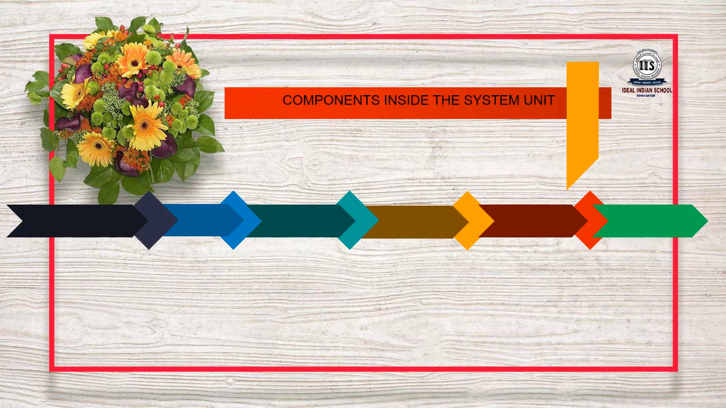Let us see the components inside the system unit. The components inside the system unit include motherboard, CPU, memory, disk drive, power supply and ports. Now let us see all these components in detail.